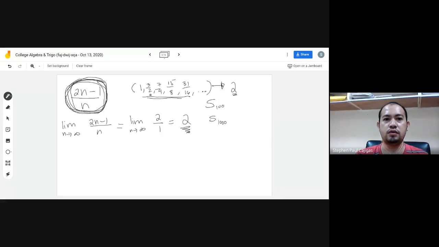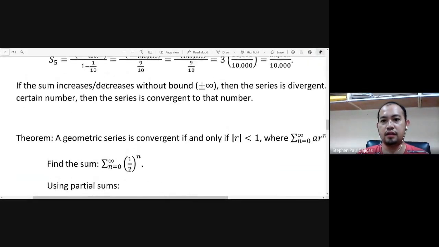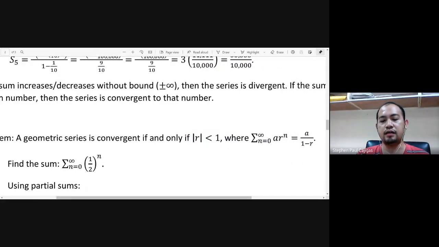So we can illustrate that further using the theorem, the theorem wherein it says that if the absolute value of the ratio is less than 1, then we can use this formula.